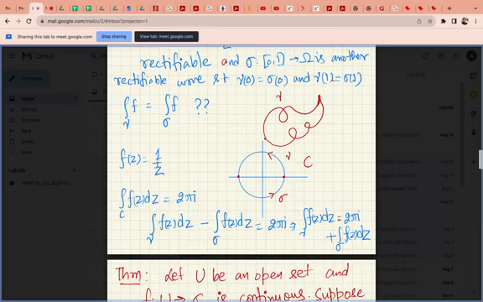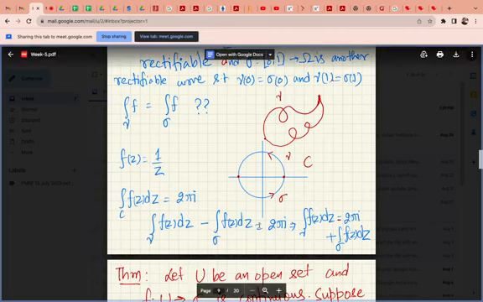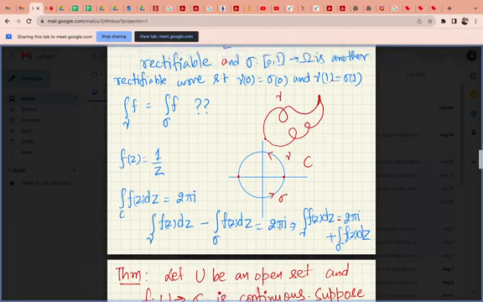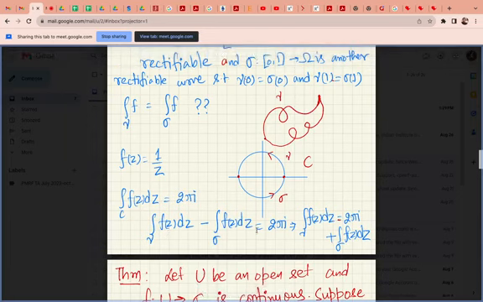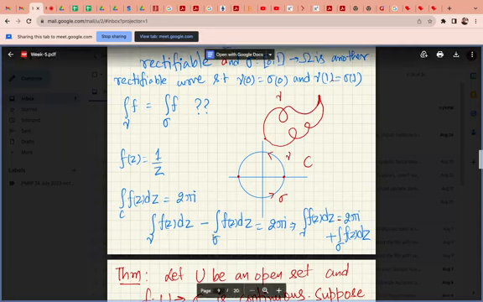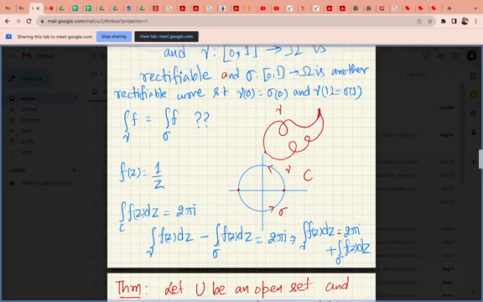You take f of z equal to 1 by z. Okay. So the integral over c of f of z is equal to 2 pi I. And you take gamma as the upper part and sigma as the lower part. So this difference will be 2 pi I. So the integral of f over gamma will be 2 pi I plus the integral of f over sigma.